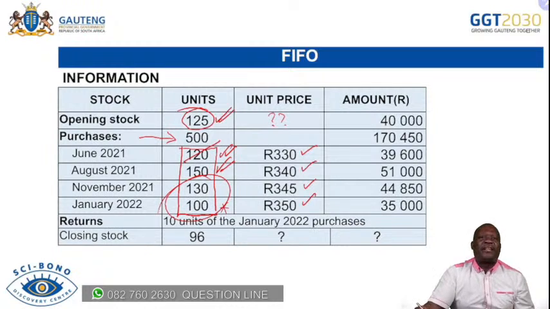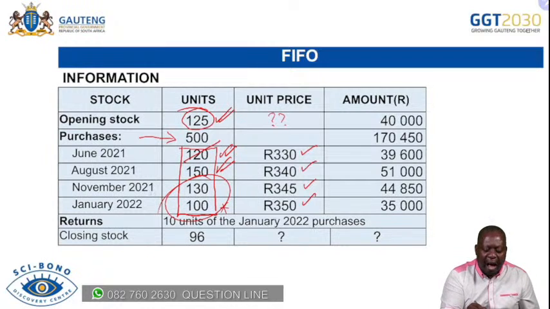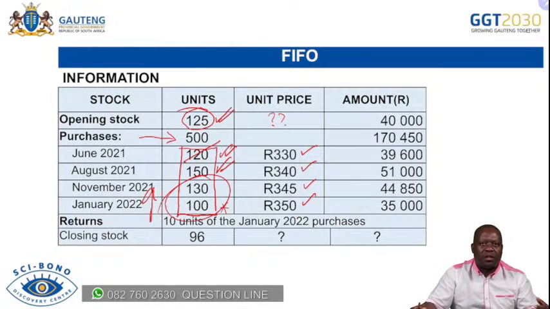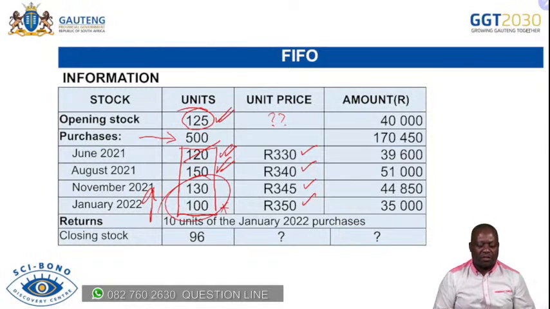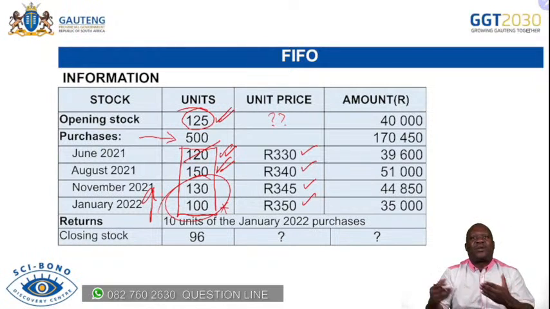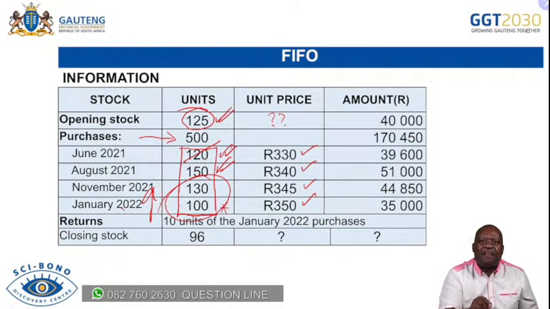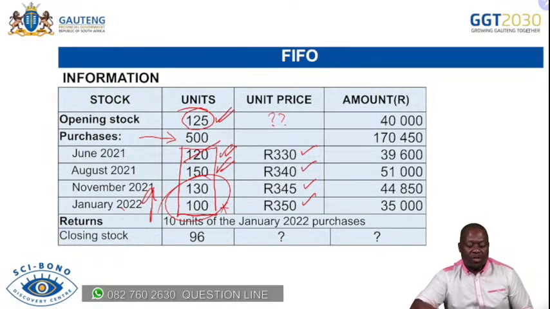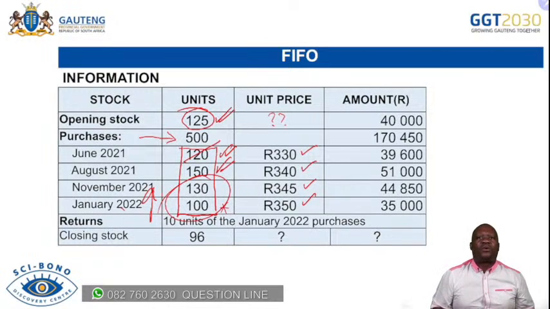Now, when calculating closing stock, I always say this is the bottom-up method. Now, we are starting at the bottom because we are very sure that the bottom batches are still there. They have not been sold because we started with the earlier batches. The most recent batches are still there because they have not been sold. So it means the January batch can never have gone before the November batch of 2021. So now we want to establish the value of our closing stock.